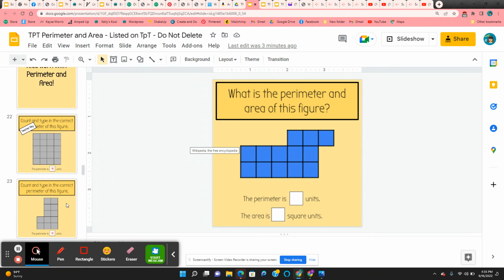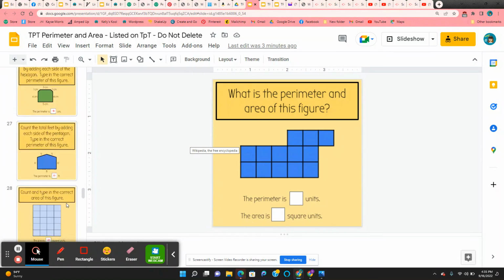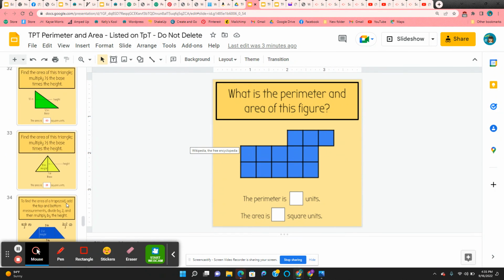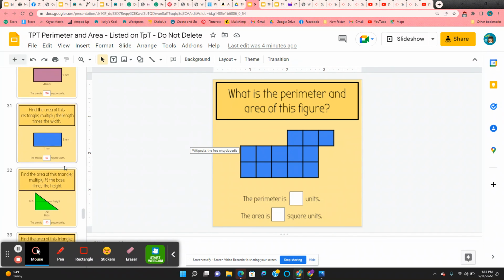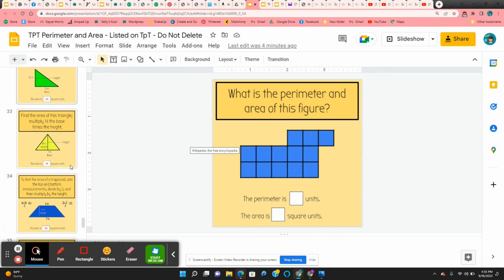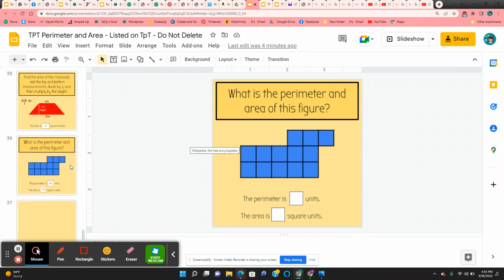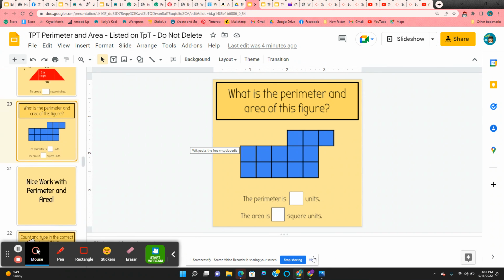And that's it. There will be all the completed slides for the teacher. So before you assign it to the students, you will want to make a copy of the slide deck and delete all of the teacher slides. And that is perimeter and area.